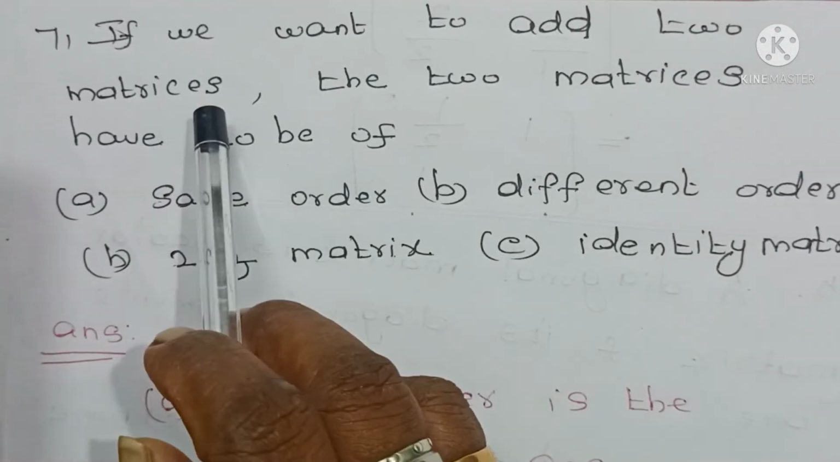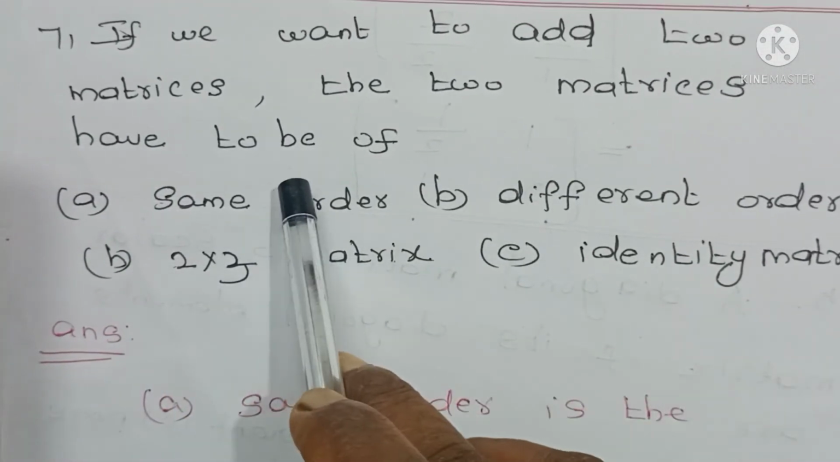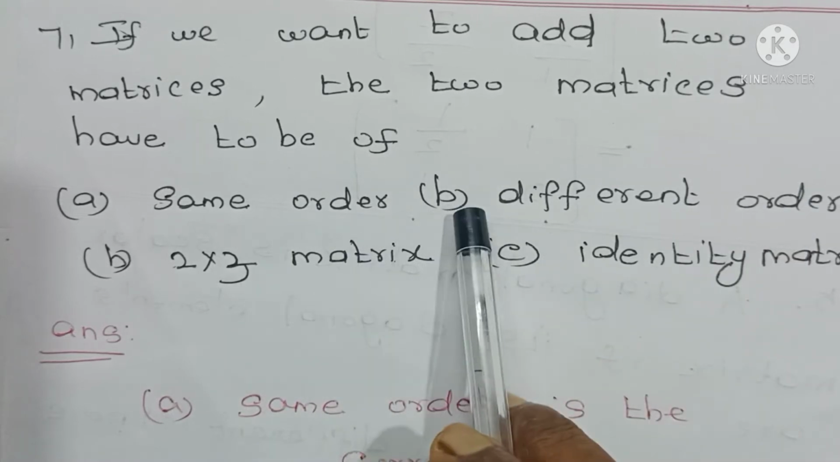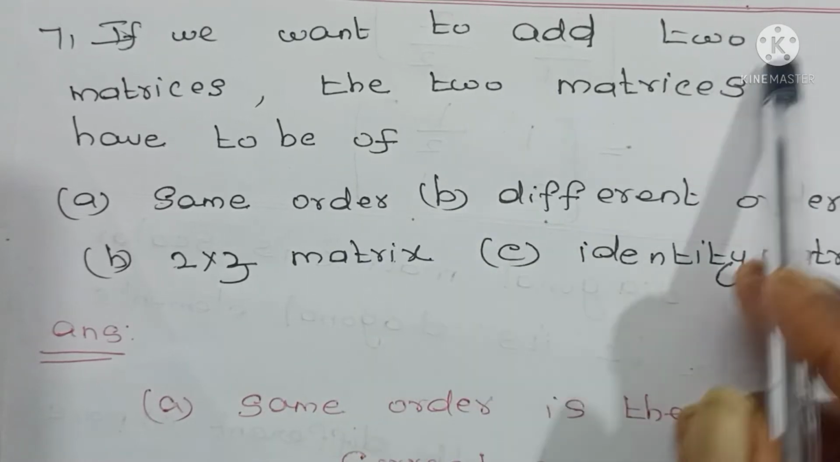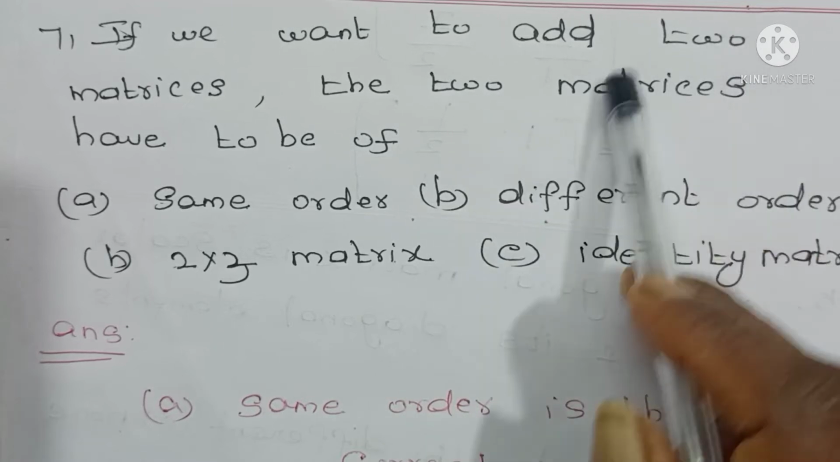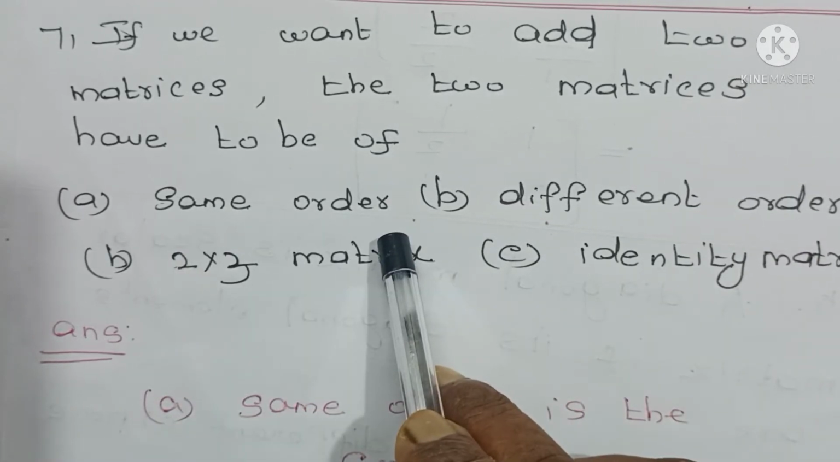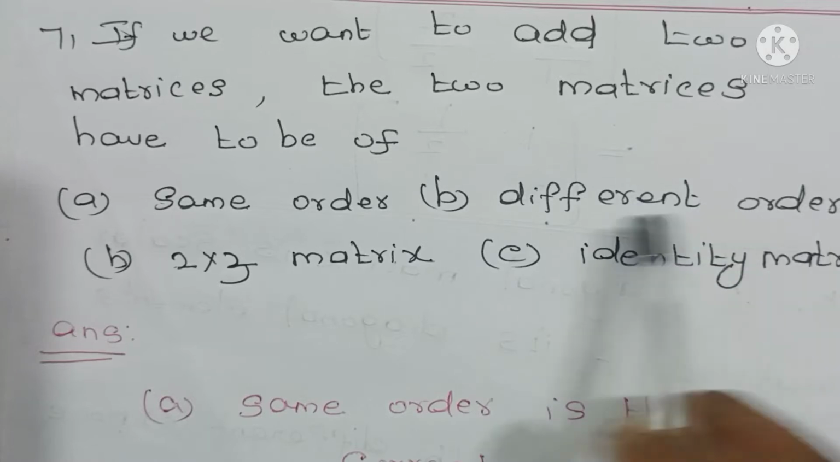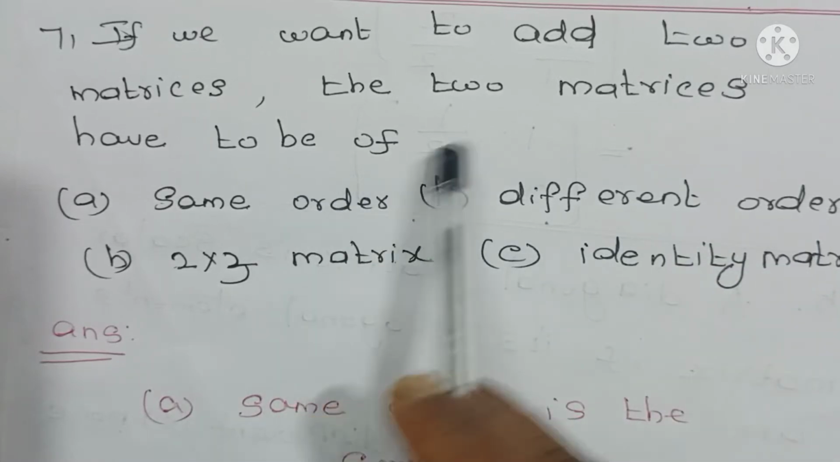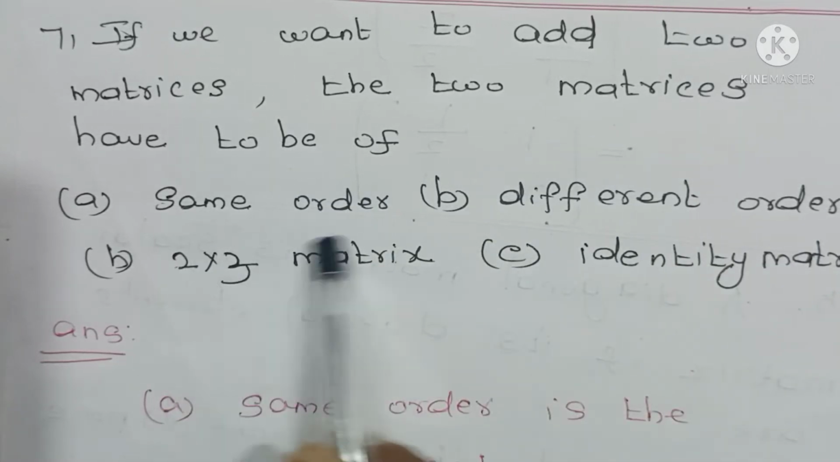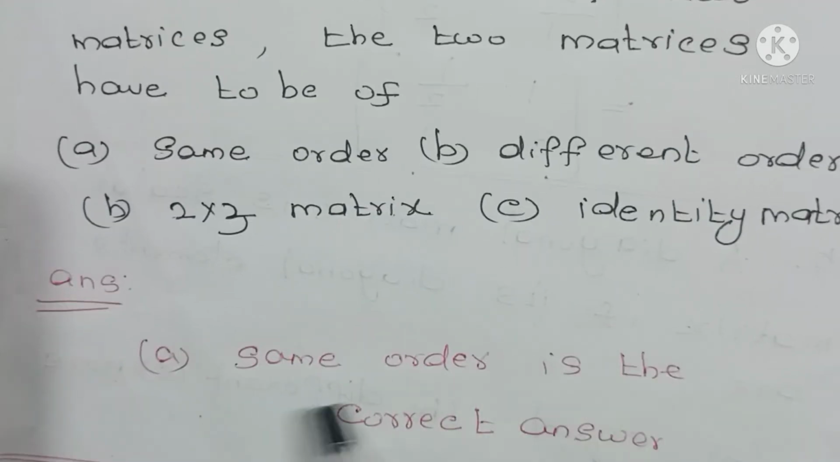Next, move on to the seventh question. If we want to add 2 matrices, the 2 matrices have to be of the same order. If the matrices are in different order, you cannot add. So the two matrices have to be of the same order. So option A is the correct answer, same order.